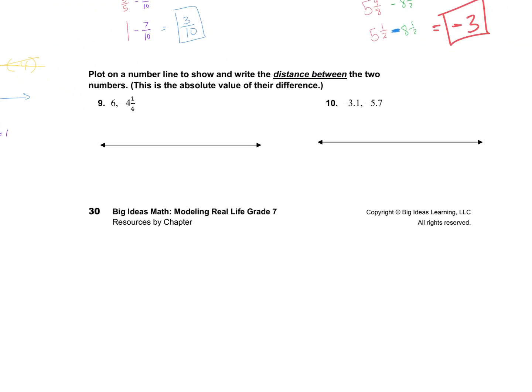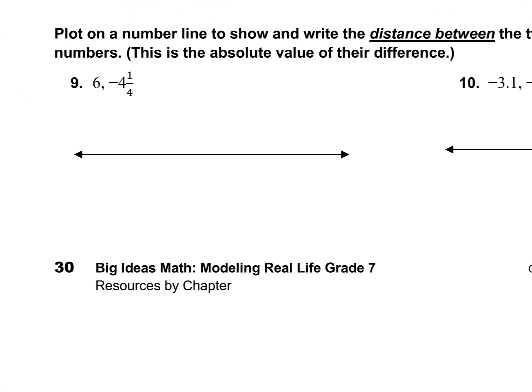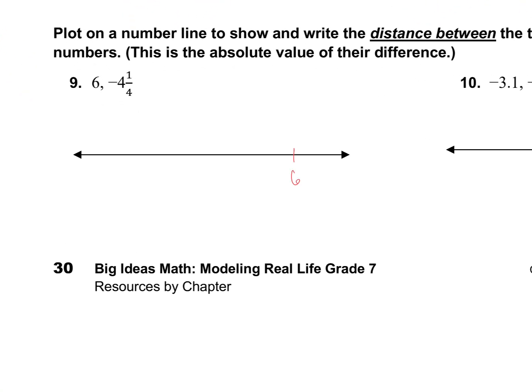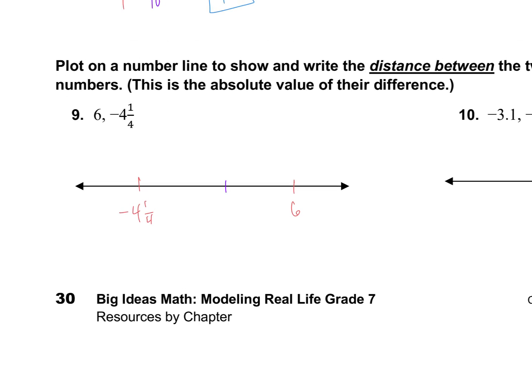Plot on a number line to show and write the distance between the two numbers. This is the absolute value of their difference. We have 6 here. We have -4 and 1/4. What's the distance? Well, there's a 0 in the middle. From here to here is 6. From here to here is 4 and 1/4. The total distance is 10 and 1/4, because 6 plus 4 and 1/4.